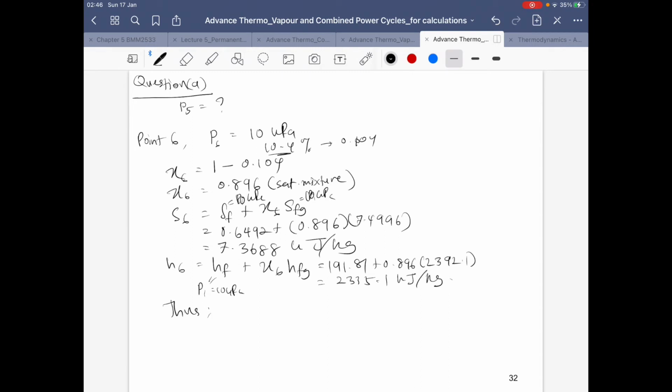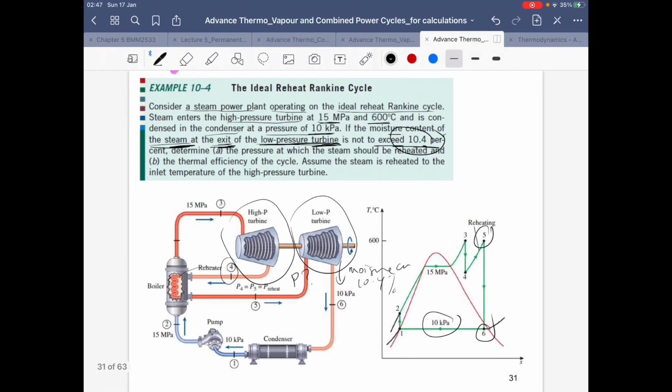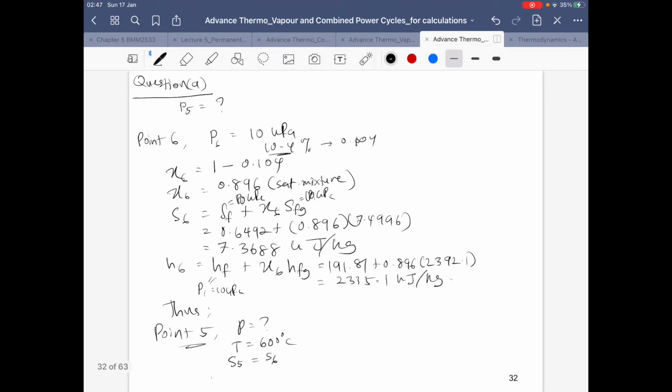After knowing this, we can try to figure out the value at point 5. At point 5 we don't know the pressure, but we know the temperature, which is 600 Celsius, maintained. And we know that the entropy at point 5 is equal to the entropy at point 6 because it's isentropic. So we have to check in the table. Where is point 5? It is in the superheated condition. So which table do we look at? We refer to table A6.